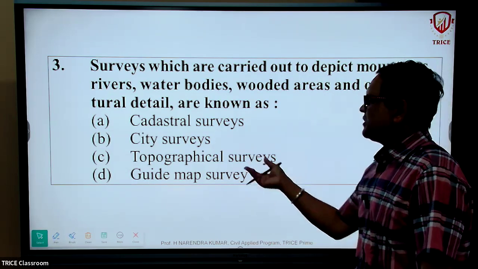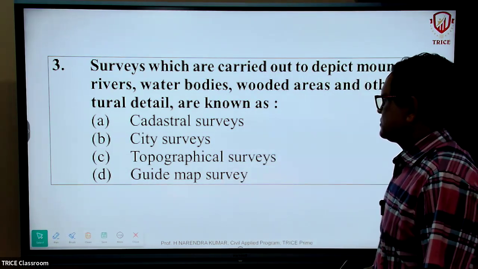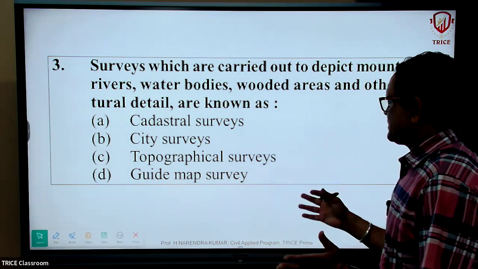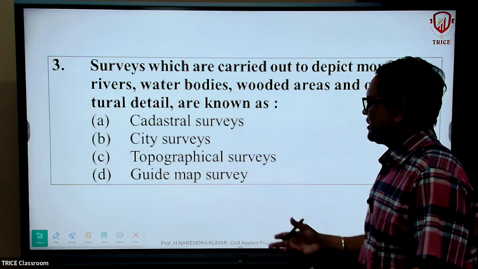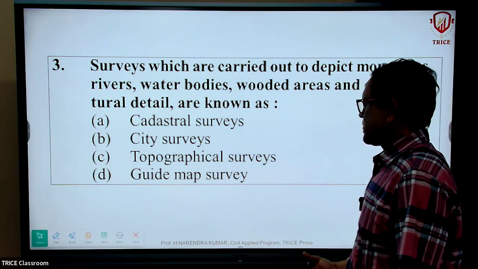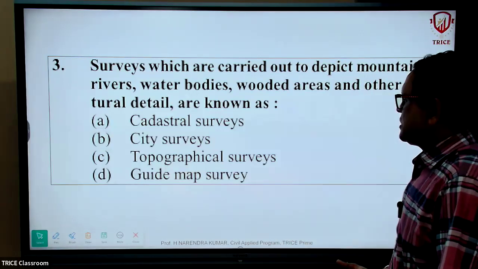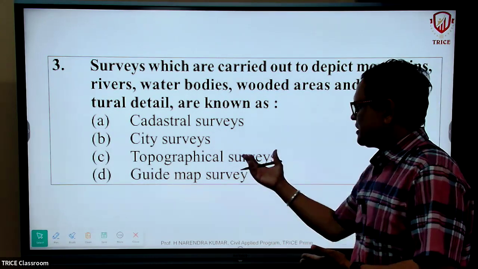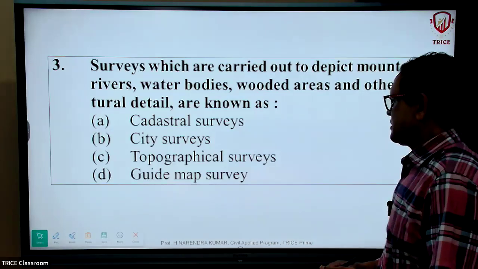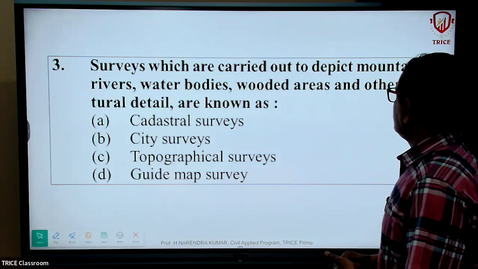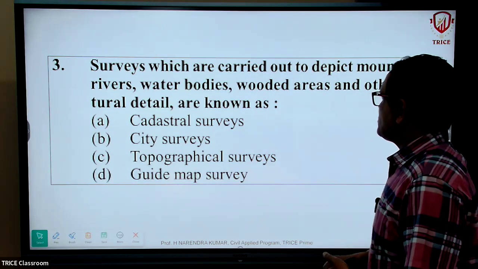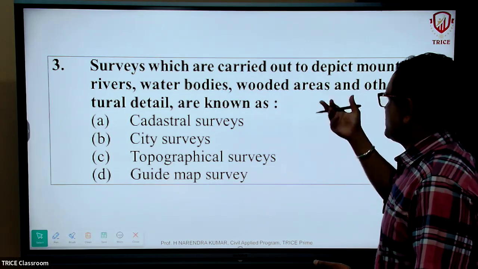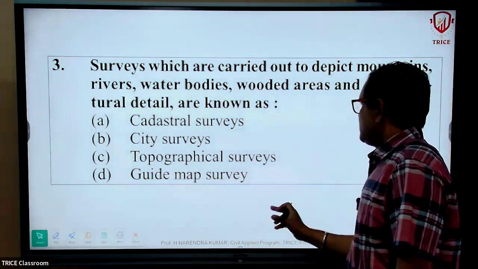You need to know a little bit of the classification also. Cadastral survey deals with the boundaries. City survey is nothing but the surveys taken up within the city. Topographical: what is topographical? Topo and graphia are the two terms used in topographical surveys. That is nothing but getting information about ground features like mountains, rivers, water bodies, wooded areas, and so on and so forth.